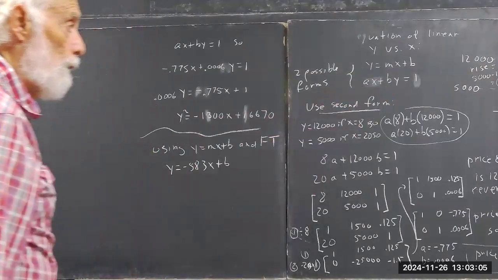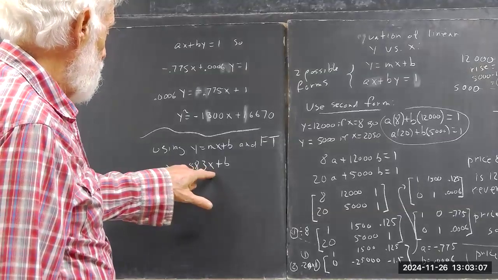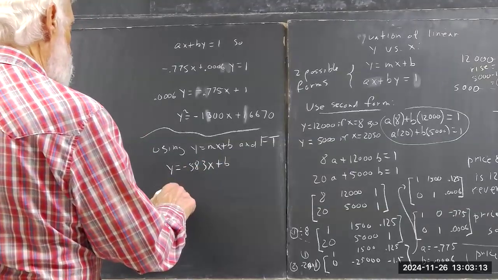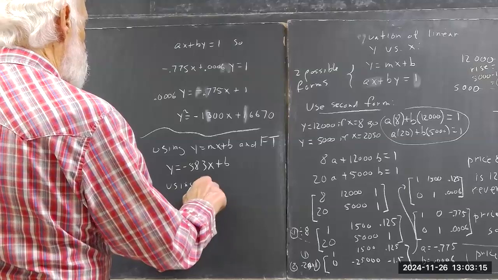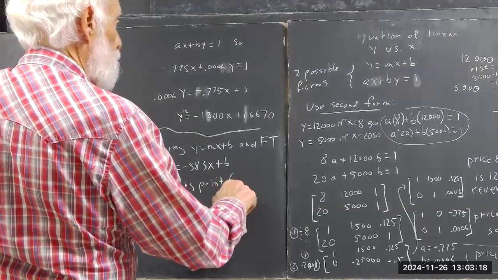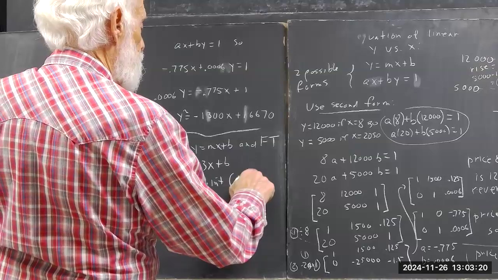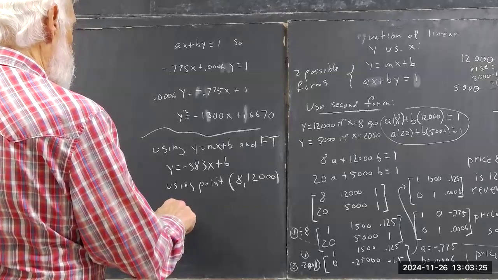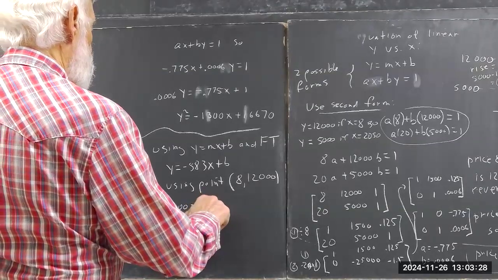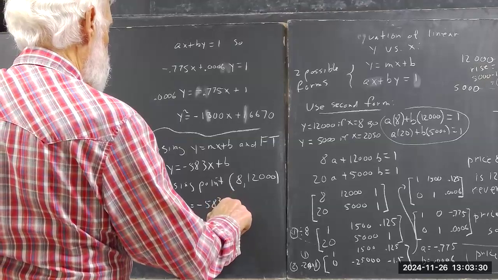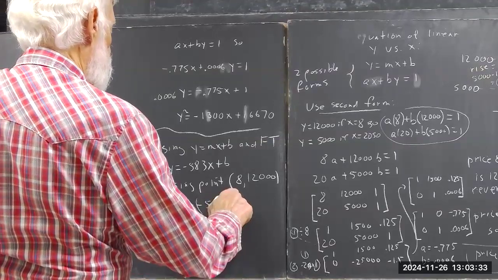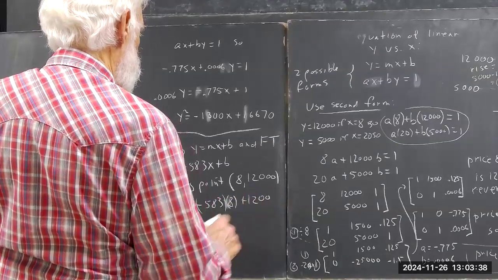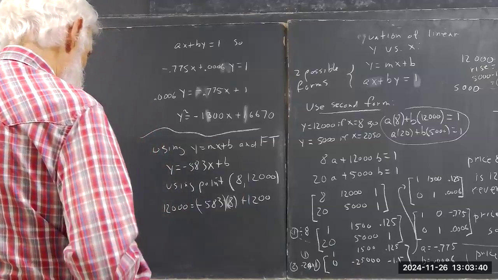And now I can use one of these 2 points. Direction y. Using the point 8, 12,000, we get 12,000 equals negative 583x. Well, 583x is 583 times 8. It's not plus 12,000, it's plus b.